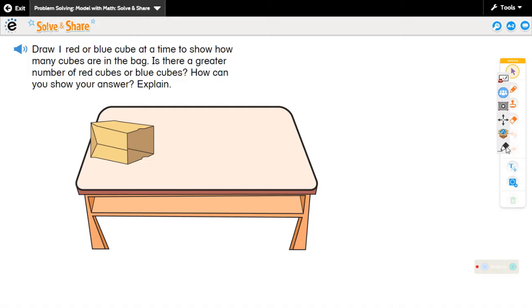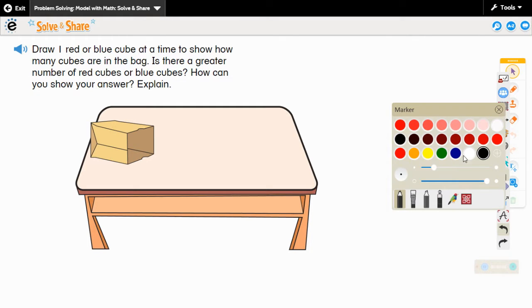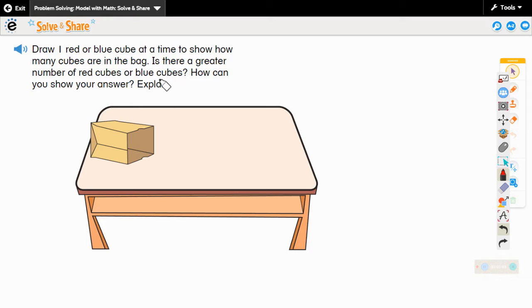To make it easy to draw, we're just going to draw squares. So pick up your red crayon and draw one red square. Now put your crayon down and look at what you drew. We're drawing it here on the table because it's like we dumped it out of the bag and we're looking to see what's in the bag.